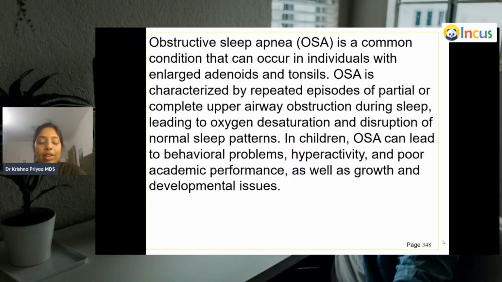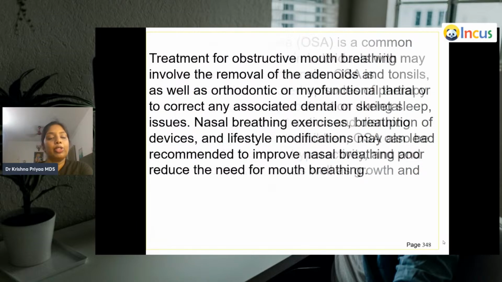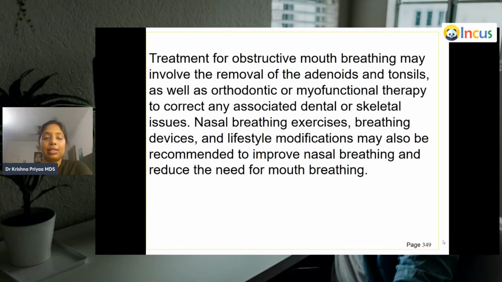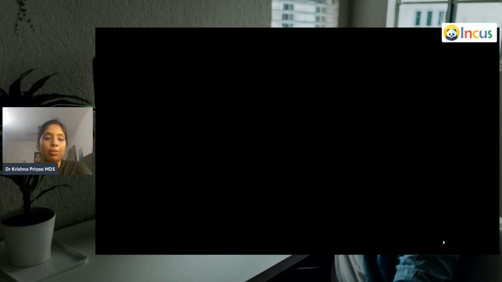And in children, this obstructive sleep apnea can lead to very much behavioral problems because of improper sleep, and lead to hyperactivity, poor performance, as well as growth and developmental issues. The children's sleep is really important. When it is prevented, then they can show a lot of psychological stress. So, what are the preventing measures? It can be orthodontic or myofunctional therapy. Nasal breathing exercises can be given, or breathing devices can be given to them in order to reduce the sleep apnea. Lifestyle modification can also be done.